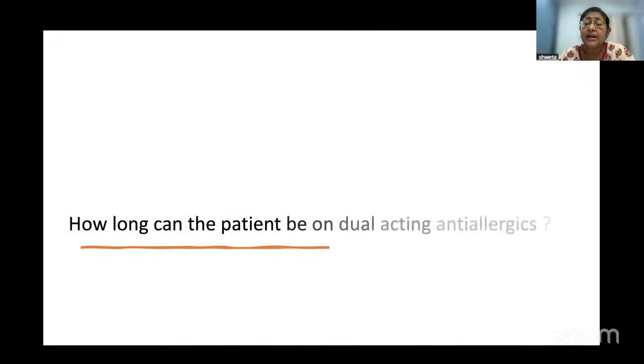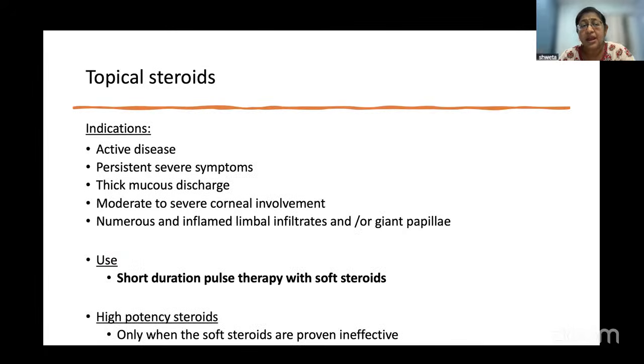Now, how long can the patient be on dual anti-allergics? Well, these are not medications that we really are worried about or that have major side effects, other than a little bit of toxicity from the preservatives. But I do have children who've been on dual anti-allergics for more than a decade, and they're all doing fine. Now, topical steroids, like I said, are primarily indicated during the active disease, only when you have persistent severe symptoms. The only recommendation is short duration pulse therapy with soft steroids. Very rarely you will require the high potency one when the soft steroids are ineffective.